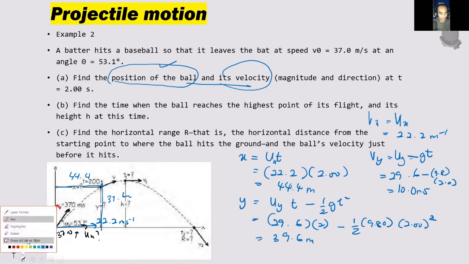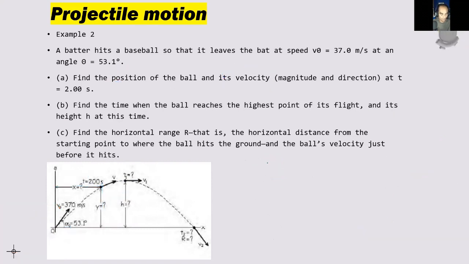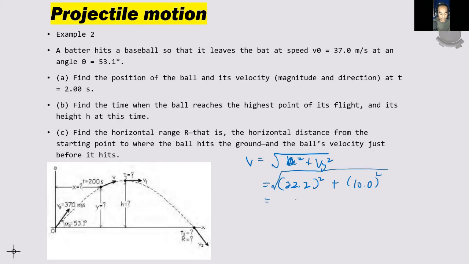Okay, I'm going to clean this one. Now because we already have the numbers, v equals the square root of vx squared plus vy squared. So if you do 22.2 squared plus 10 squared and square root it, you have 24.4 meter per second. And the angle is vy over vx, 10.0 divided by 22.2. There you have 24.2 degrees. So at this point, it was at a 24.2 degree angle.